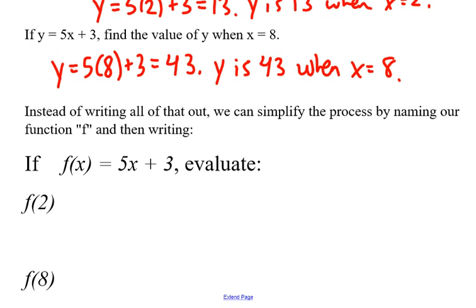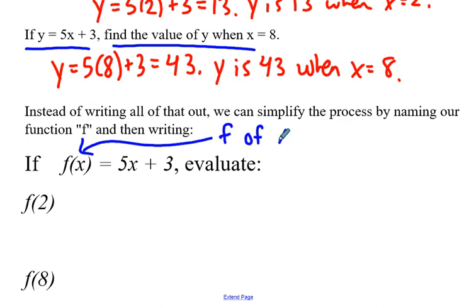So the mathematics community has developed a shorthand notation for writing this. We're just going to name the rule. And we typically use the letter f. We also use letters g and h, but f because these are functions. So instead of writing all of that out, all of that meaning this part right here, and even this part at the end, we can simplify the process by naming our function f, or whatever you really want to call it, and then writing f of x. That's how this is read: f of x. It does not mean f times x. f is just the rule.